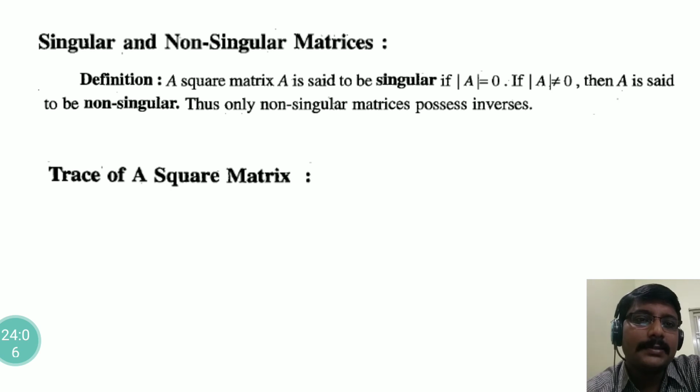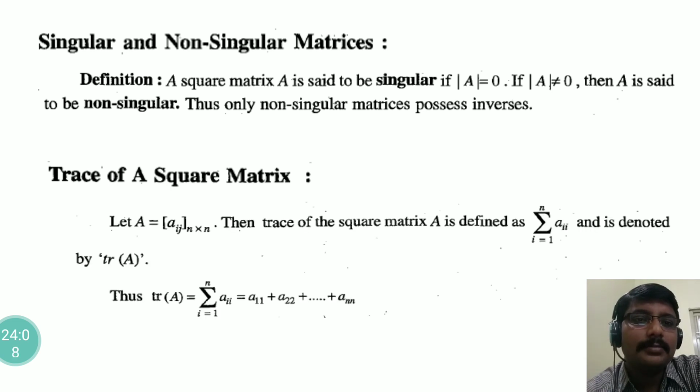Trace of a square matrix. For a square matrix capital A, which is of order n by n, the trace of the matrix A is defined as the summation i equal to 1 to n of Aii, and is denoted by tr of A. So small tr of A means trace of A. Simply, it is the sum of the principal diagonal elements of the given square matrix. If we take a square matrix, the sum of its principal diagonal elements is known as the trace of the matrix.